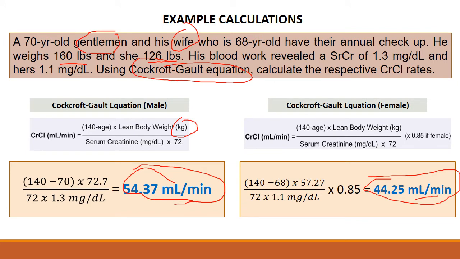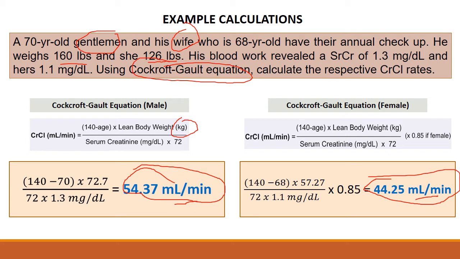Another example, we have a 70-year-old gentleman and his wife, who is 60 years old, have the annual checkup. He weighs 160 pounds and she 126 pounds. His blood work revealed a serum creatinine of 1.3 milligrams per deciliter, and hers is 1.1 milligrams per deciliter. Using the Cockcroft and Gault equation, calculate the respective creatinine clearance rates.